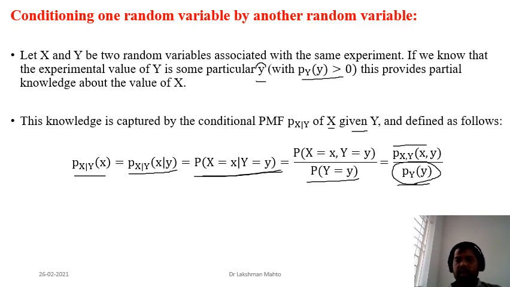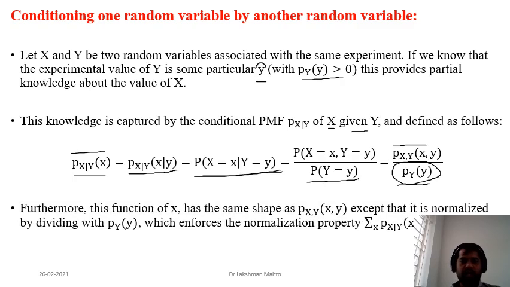Both will have the same shape. If it is Gaussian, then this would also be Gaussian. If it is binomial in nature, this would also be binomial in nature. So that scenario is coming. Both the shape of the conditional probability mass function and the joint probability mass function always happen to be similar to each other. So that is the concept.